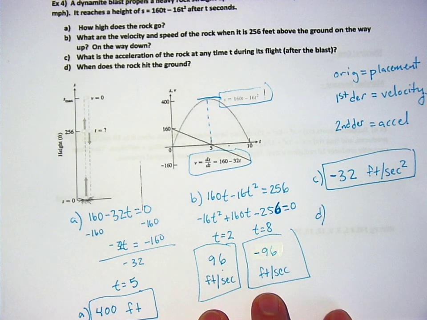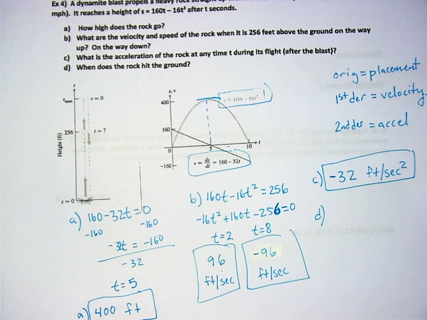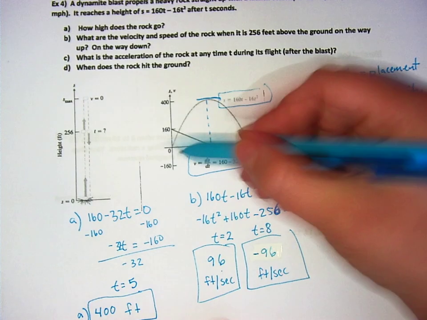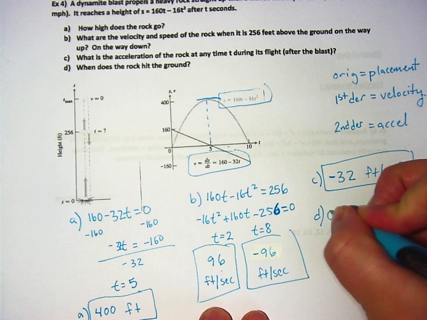So, when does the rock hit the ground? How do we find that out? No idea? If you take the original equation, which is the height, and set that equal to 0, that'll tell you when it's on the ground.